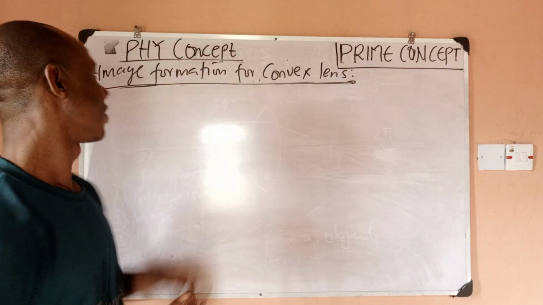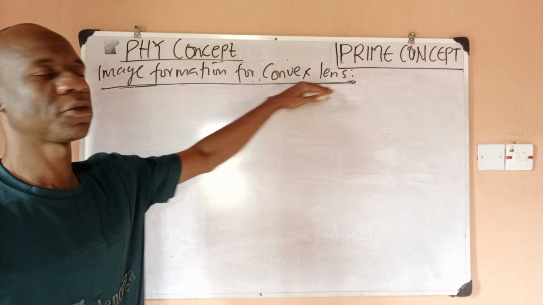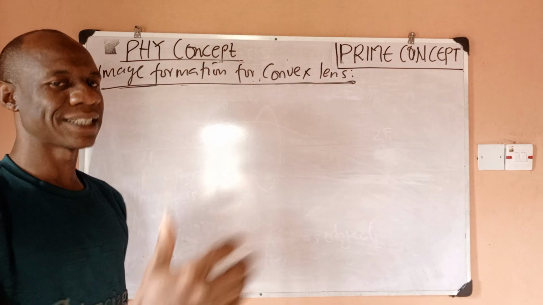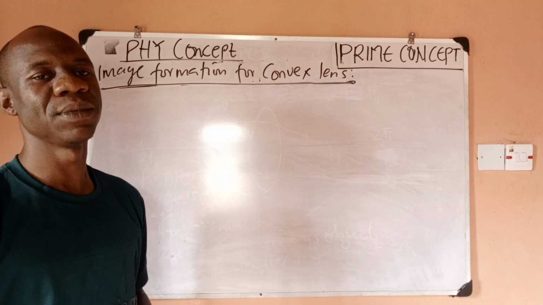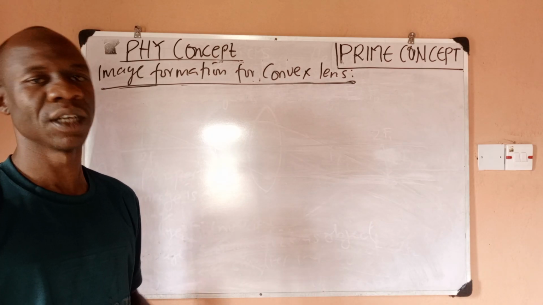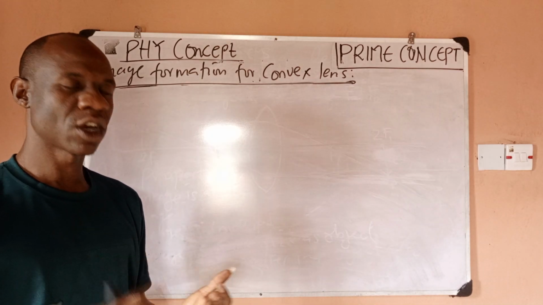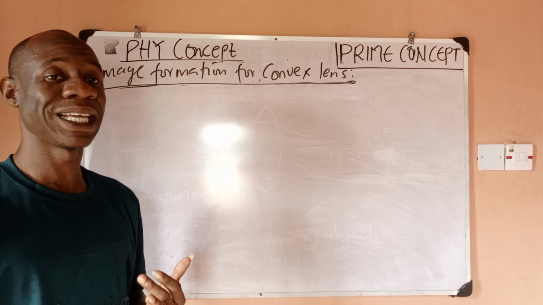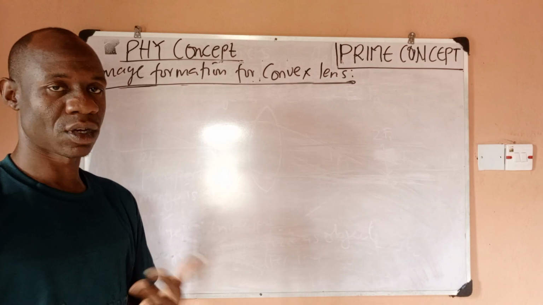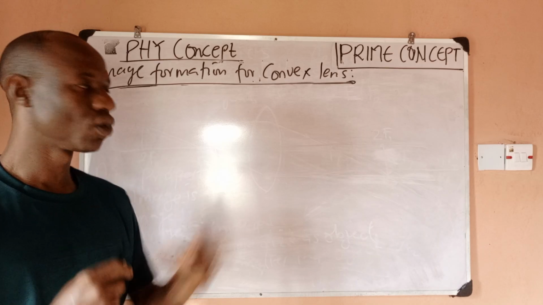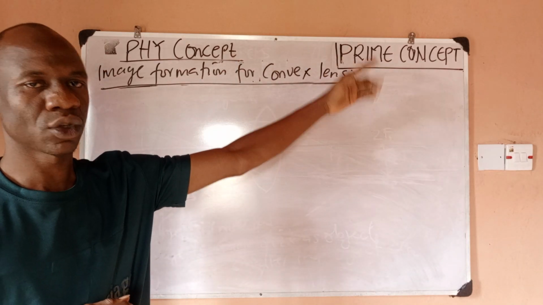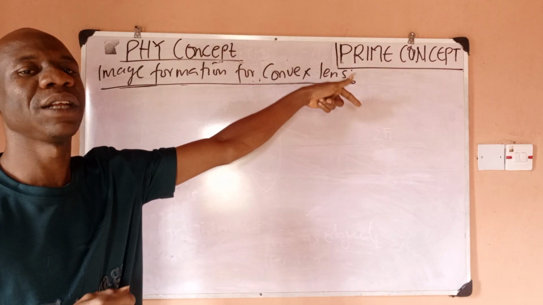We are already considering the concept of image formation for convex lens. We have looked at certain positions of objects and we have seen the nature of the images that are formed at these different positions. In the previous video, we considered when the object was located at 2f2, or rather we can still say 2f. Now we saw that the image will be formed at exactly 2f1 on the other side of the lens, right?